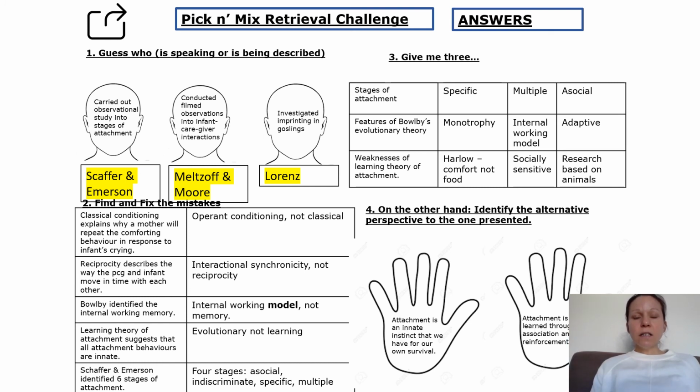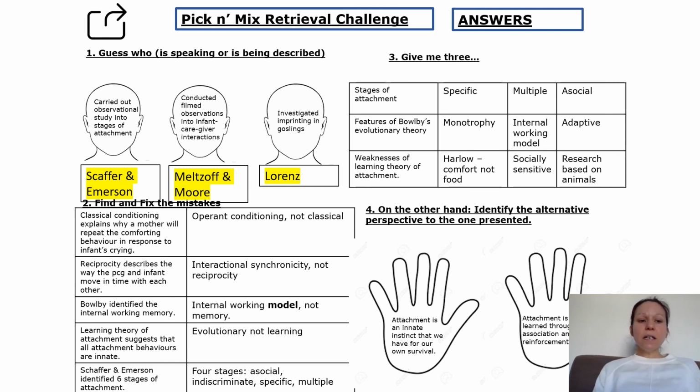And that leads nicely on. So for our stages of attachment, there were 4 we could have had. We could have had, as you see there, specific, multiple, asocial, but also indiscriminate would have been the 4th one. So any of those correct. How do we remember Bowlby's evolutionary theory? I'm pausing because I want you to think. SMACY, that little acronym. So our S, we could have had social releasers. Our M, monotropy, one main attachment. Our A, adaptation or adaptive. Our C, critical period. And our I, internal working model.